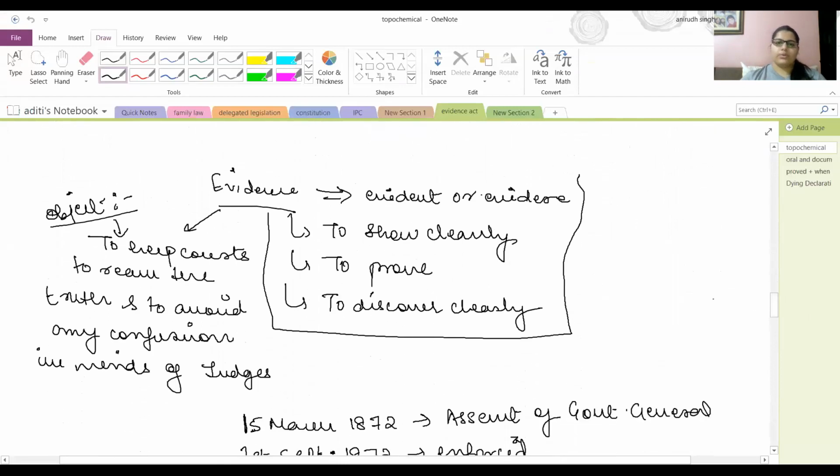Now, moving on to this, I have almost explained in the beginning itself that evidence has been derived from the word evident or evidere. That means to show clearly, to discover clearly, to prove the things. The main objective of evidence is to facilitate the court in coming to a judgment, to deliver a judgment. That is the main purpose of the Evidence Act, to deliver the truth or justice, whatever the facts are, whatever really happened. To establish all these things, evidence is important, right?